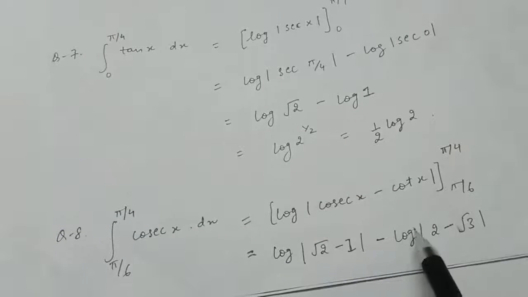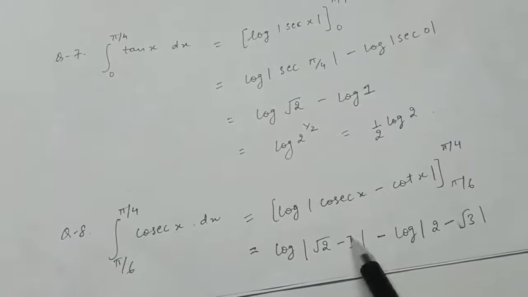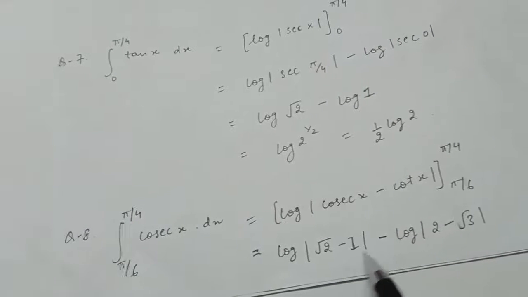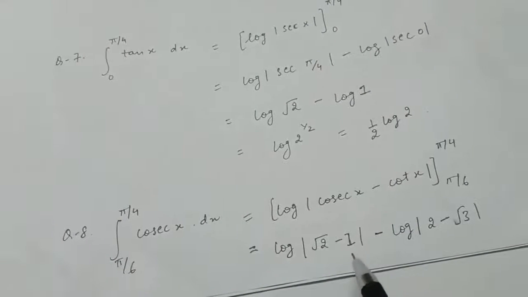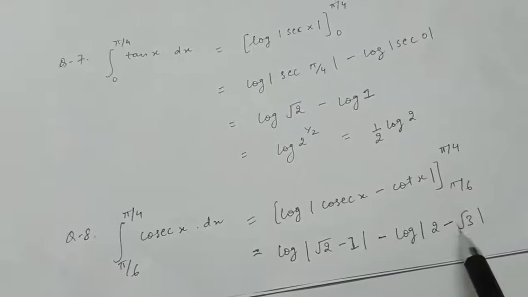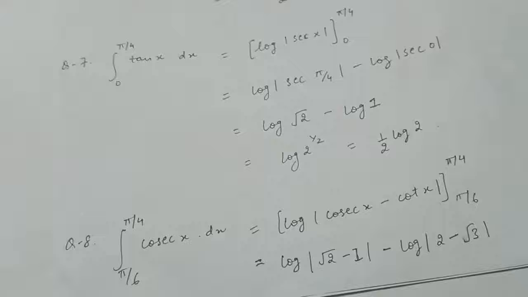Now write down this as, because this is log m minus log n, so it will be log m upon n. So you will get log of root 2 minus 1 upon 2 minus root 3, right?